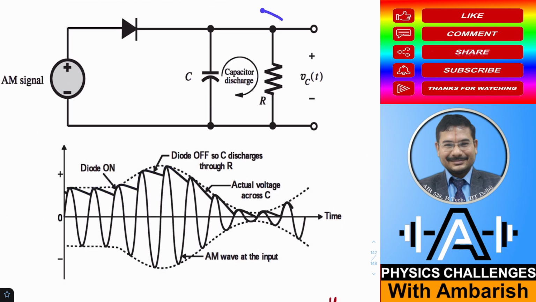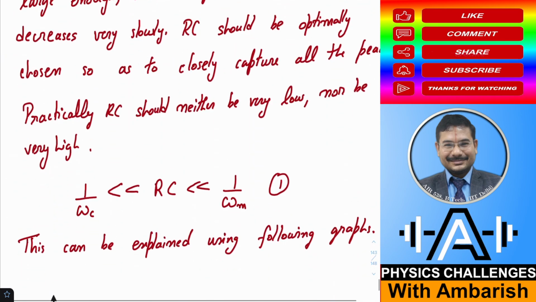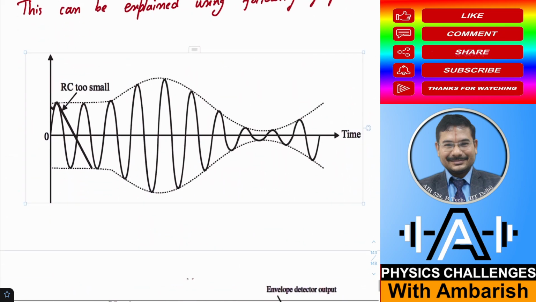So for that you need to have some conditions on the values of R and C. You see, the product RC, that is the time constant of discharging, will determine the slope of these decaying lines after the peak. The slope will be determined by the value of RC. Now what happens, suppose the product RC is very small, suppose this time constant is very small? What will happen? I'll show you this figure.